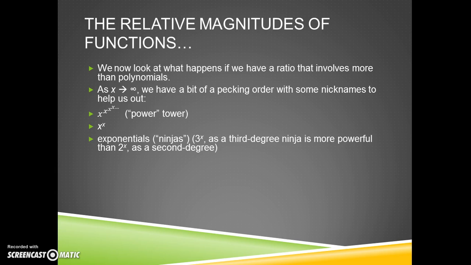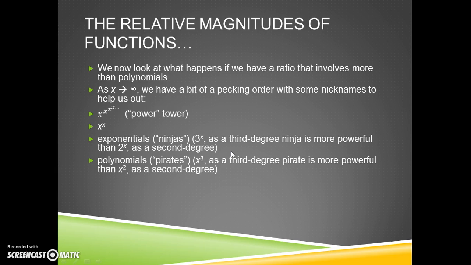exponentials, which we'll call ninjas. One example is 3 to the x. And it's important to note that 3 to the x is what we'll call a third degree ninja, which is more powerful than 2 to the x, which we'll call a second degree ninja. We got our polynomials, which we'll call pirates. Again, x cubed is more powerful than x squared because it's a third degree pirate as opposed to second degree. We've got logarithms, which are called our lumberjacks.